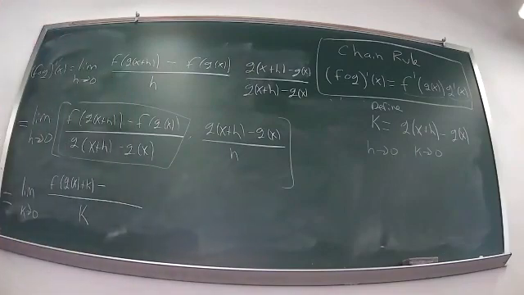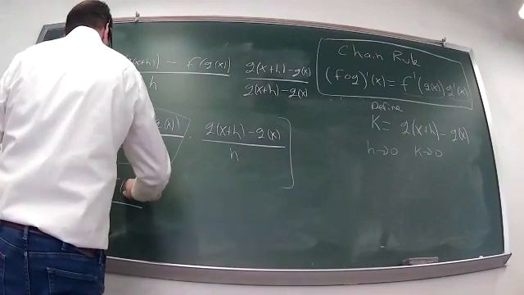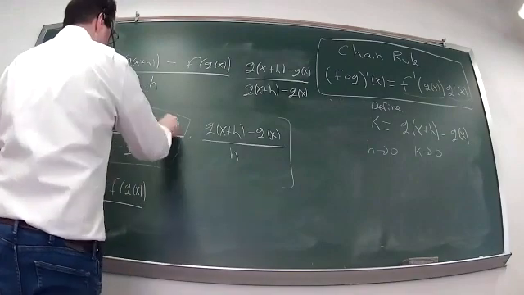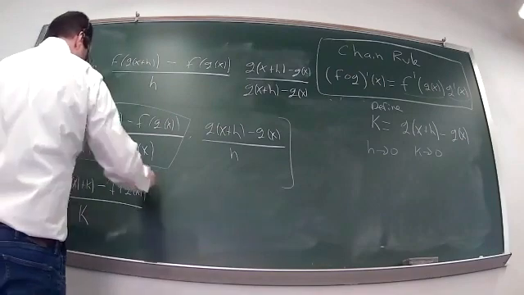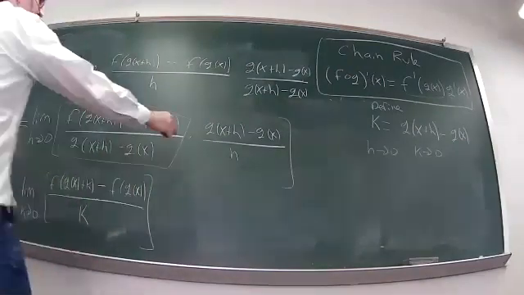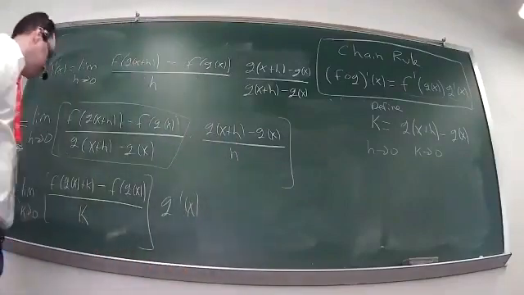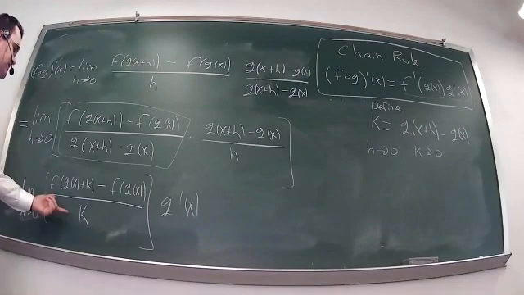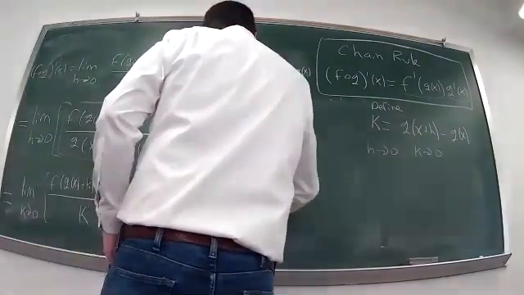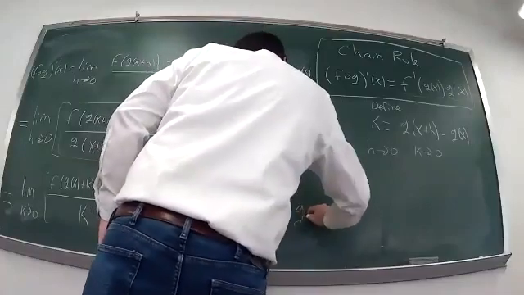Minus, well, f of g of x. I mean, there's no h in here, so it just stays what it is. So now I've just rewritten this in terms of variable k. This limit was g prime of x. But now this is the definition of f prime of g of x. It's the definition of f prime of g of x.